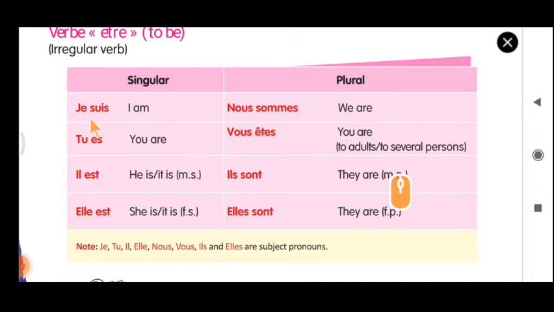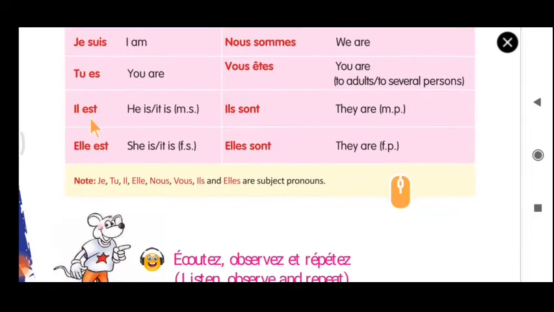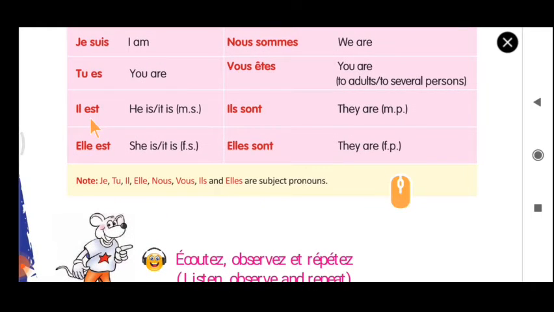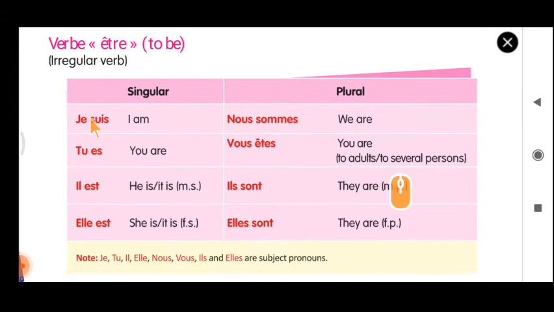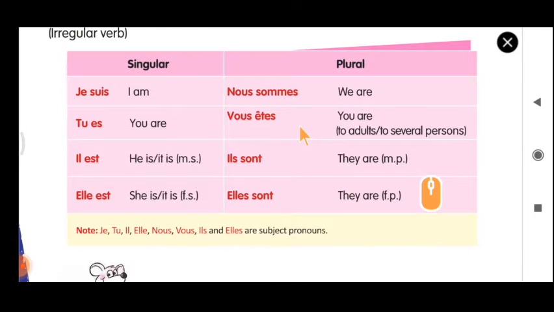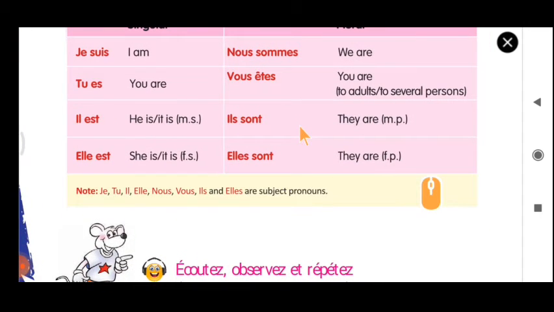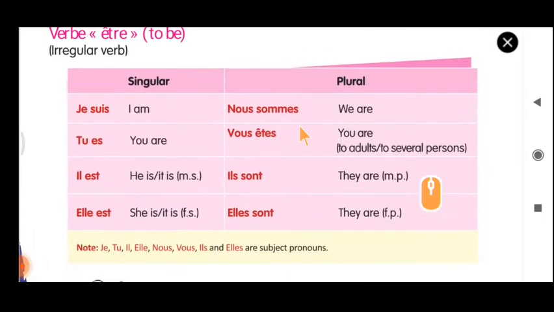Once again, je suis. Tu es. Il est. Elle est. Nous sommes. Vous êtes. Ils sont. Elles sont. So this is what the verb être is.